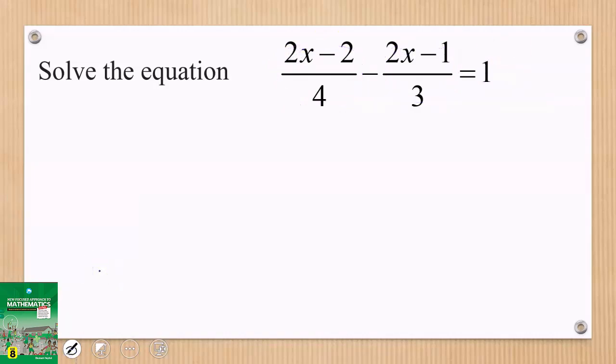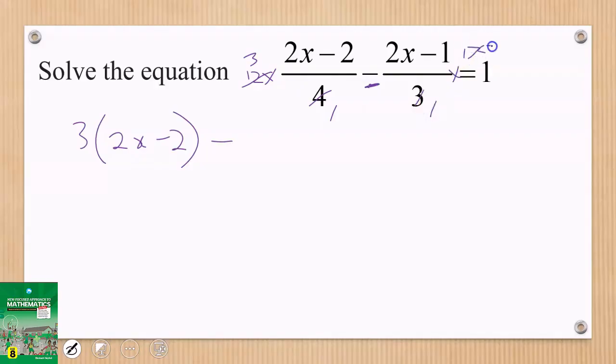And so here by 12, then the 4 can divide itself and 4 can divide here as 3. So we're going to have 3 multiplying the 2x minus 2. Then minus is here already. Then here 2 by 12. 3 can divide itself 1 and divide here 4. And the 4 will multiply 2 of the x minus 1. All is equal to 1 also times 12 will give us 12.